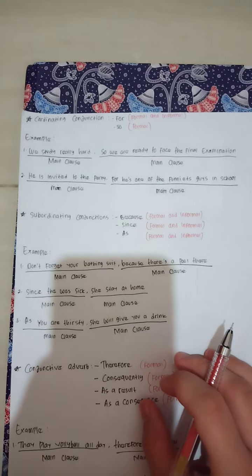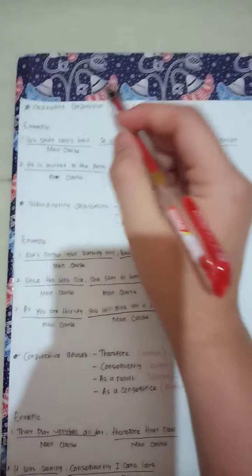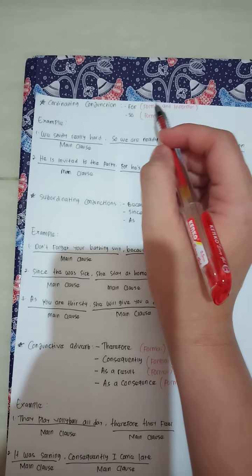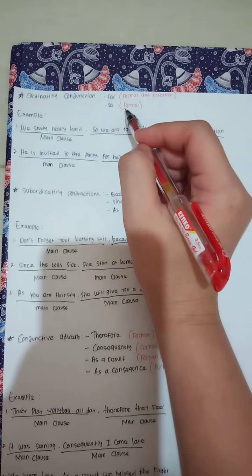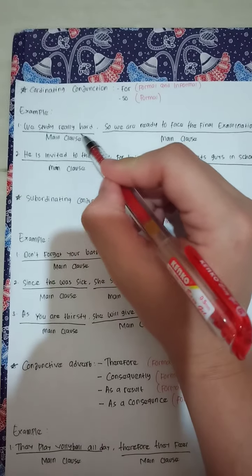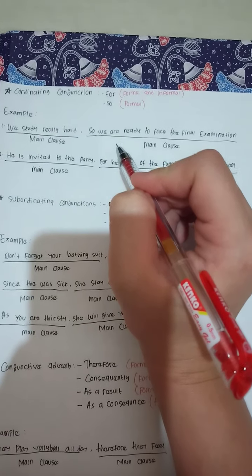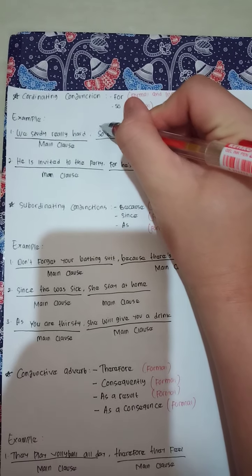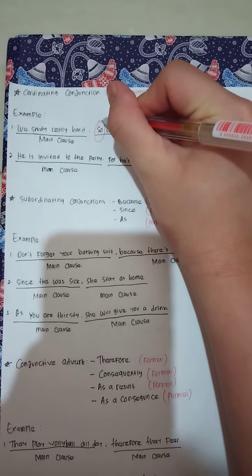Today I want to explain the kinds of cause and effect. Coordinating conjunction: "so", both formal and informal. The first example: we studied really hard, so we are ready to face the final examination. This is the first example.